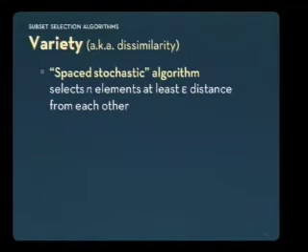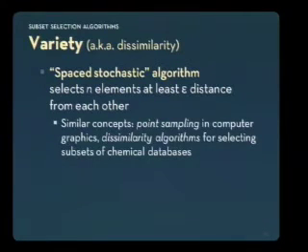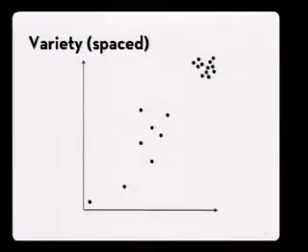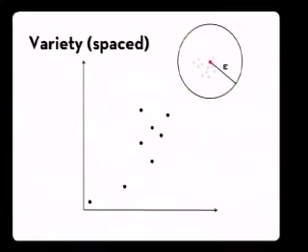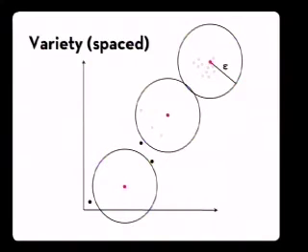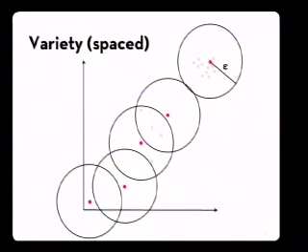So we select elements with a minimum distance epsilon between them. This kind of technique is applied in computer graphics for point sampling, and also in dissimilarity algorithms for selecting diverse subsets of chemical databases. So in this space stochastic approach, the system picks a random example to start, and then the next example it picks comes from the set of examples which are at least epsilon distance away, and so those examples are eliminated. And so it continues picking examples with at least a minimum epsilon distance away from all the previously picked examples until it finds a number of examples it wants.